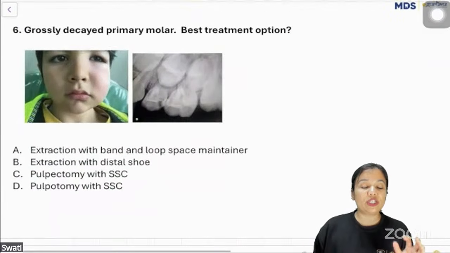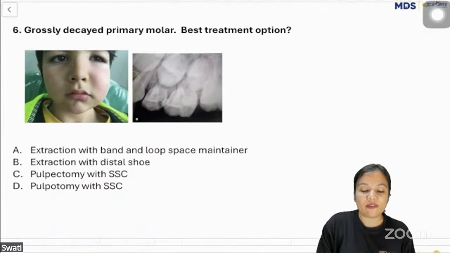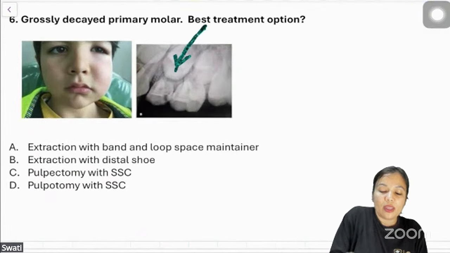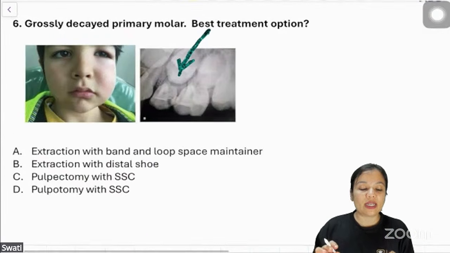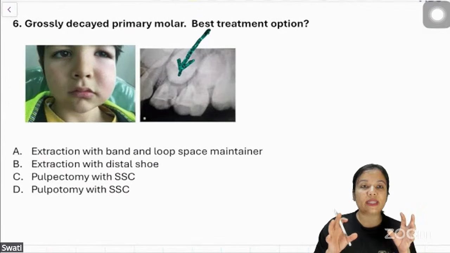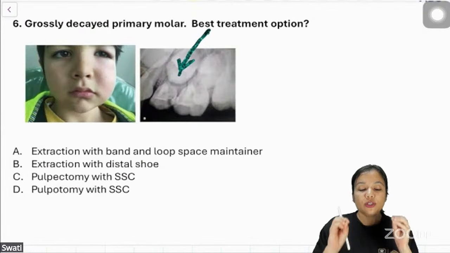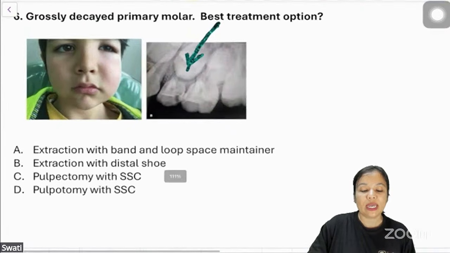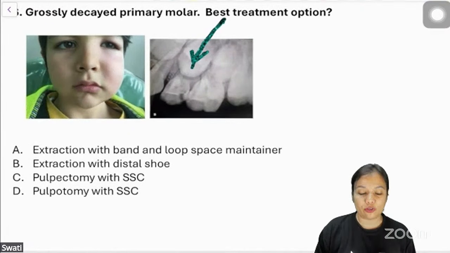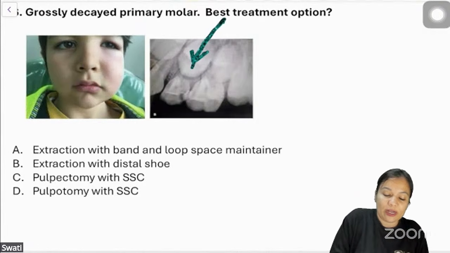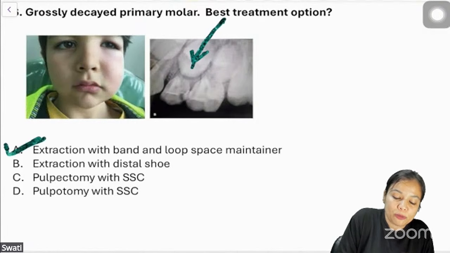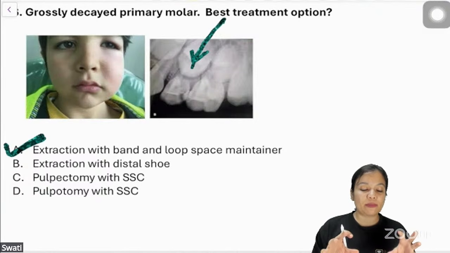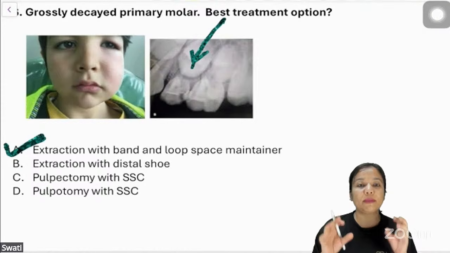The next question, there was a picture of a child that is given and there was a radiograph where there is a grossly decayed 5.4. So they had asked there's a grossly decayed primary molar and they had asked the best treatment option. So when there is a grossly decayed primary molar with no roots, here you all can see there is almost no roots present because of the decay. So here you will go for an extraction with a band and loop space maintainer.